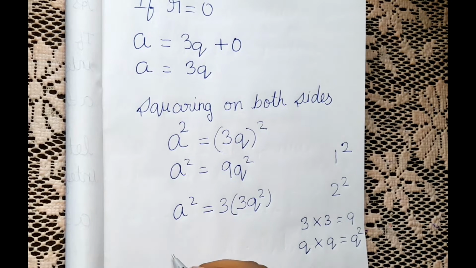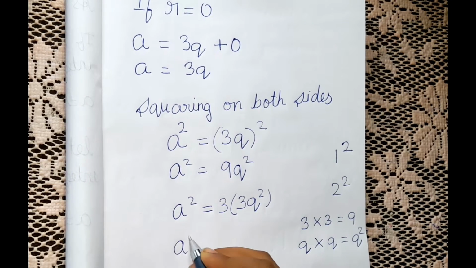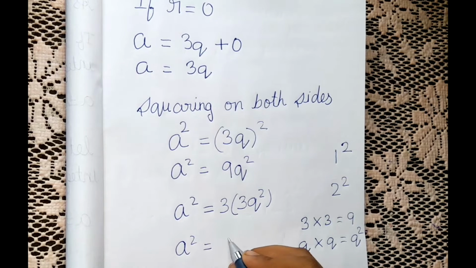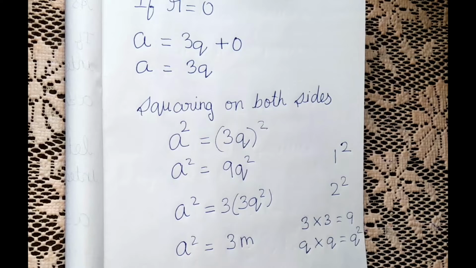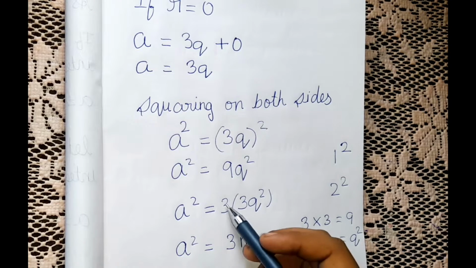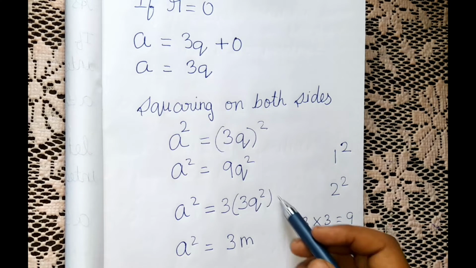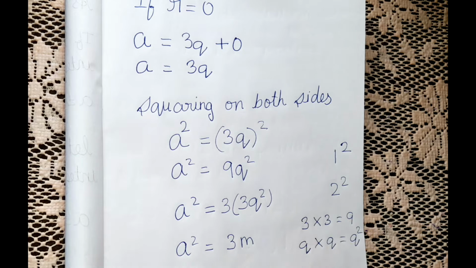So now let's write a square is equal to 3m. Why did we write 3m? Because here we wrote 3 as it is, and instead of writing 3q square, I wrote m. Why did we write it? Because in the hint, they had mentioned that if we are getting 3q, we got the form 3q, and then we have to rewrite it as 3m or 3m plus 1. Now let's see that.